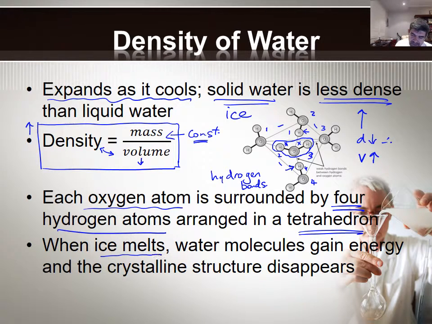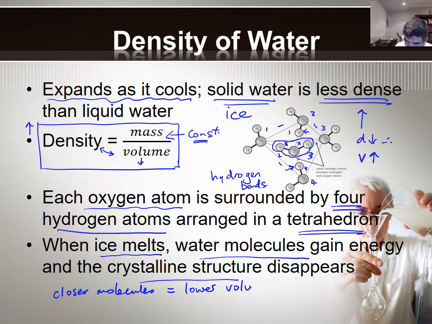When the ice is melting, the water molecules will actually gain energy. But as they gain energy, the crystalline structure will disappear, and actually the molecules will start to become a little bit closer together for a little while. Closer molecules equals lower volume, and this equals higher density.